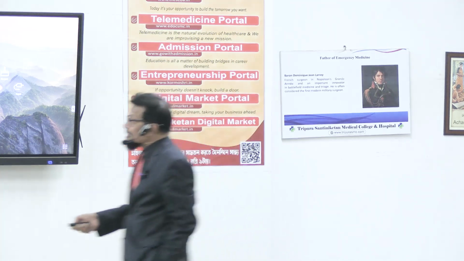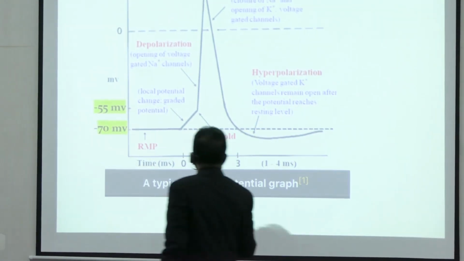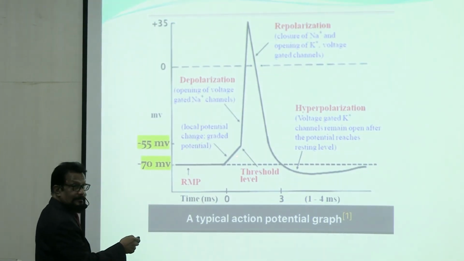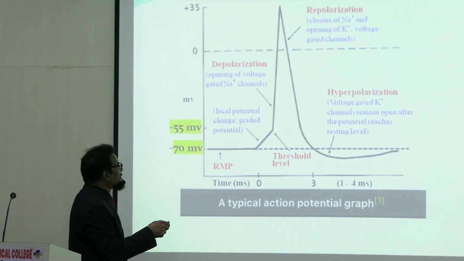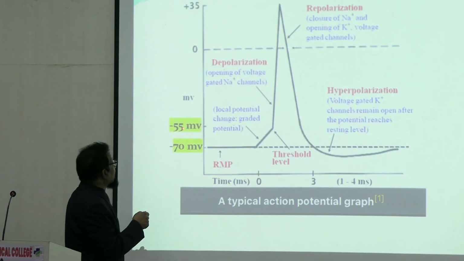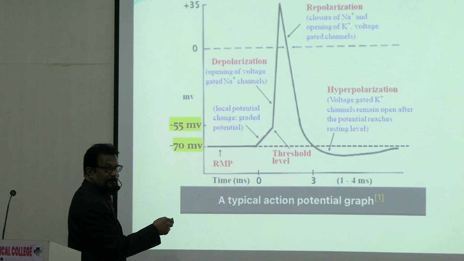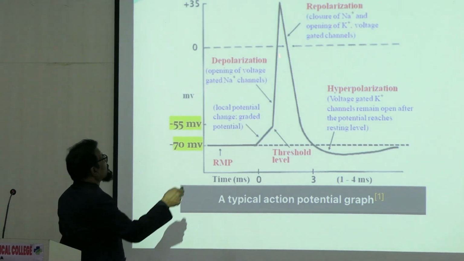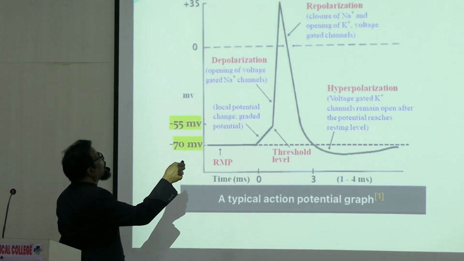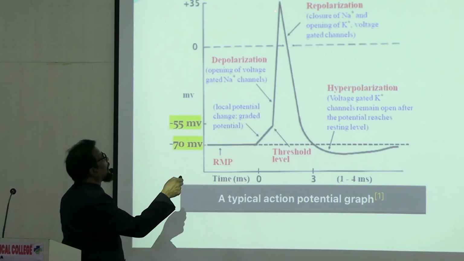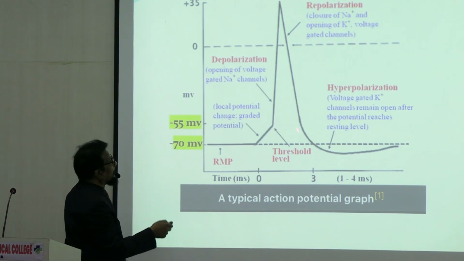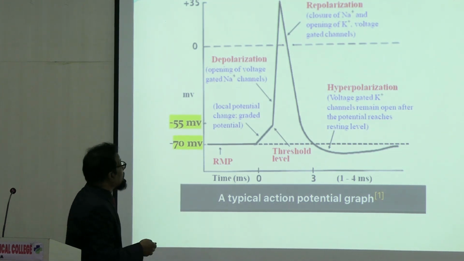So what are the different parts? This is slow depolarization, then fast depolarization. This is the slow part because of graded potential, and when this graded potential arrived at minus 55 millivolt, it produced this spike. Okay, so this is first depolarization. Now this is repolarization, coming back to normal. This is hyperpolarization. Again another curve you see.